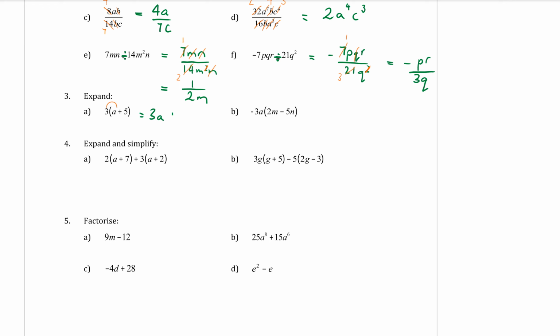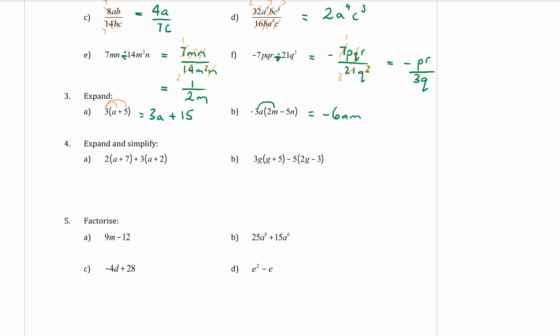Then there's a plus sign in the bracket, so that's going to go next. And then I times the 3 with the 5, which makes 15. So that's it, 3a plus 15. It's expanded, done. Let's do part B. Same process. Times what's out the front by the 2m. Minus 3 times 2 is going to make a negative 6. And I have an a and an m.